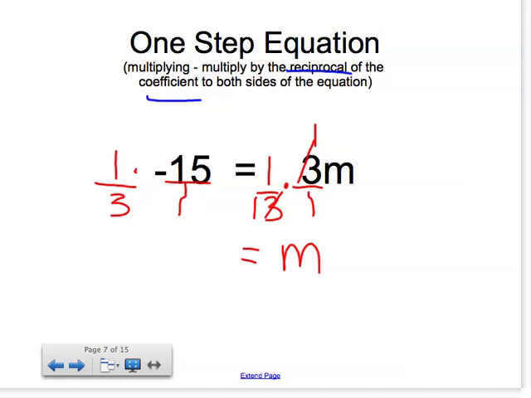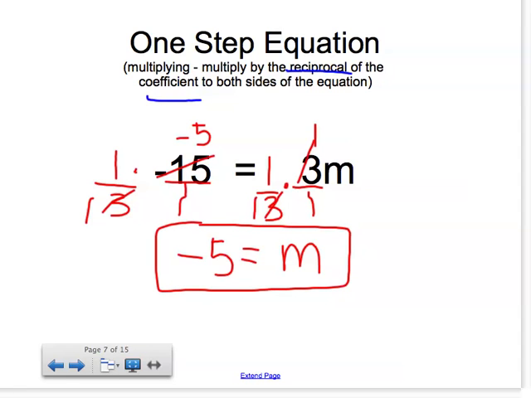And that is equal to, okay, so 3 goes into -15, -5 times. So that means our answer would be m is equal to -5, or -5 is equal to m. I'm going to point out the properties again.